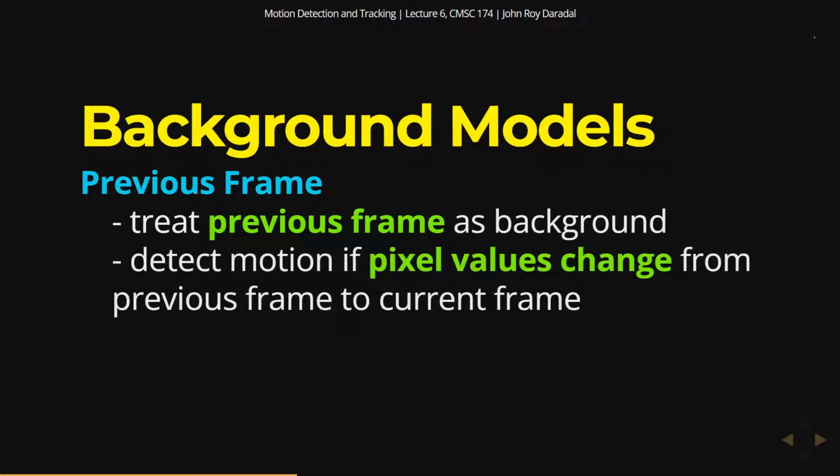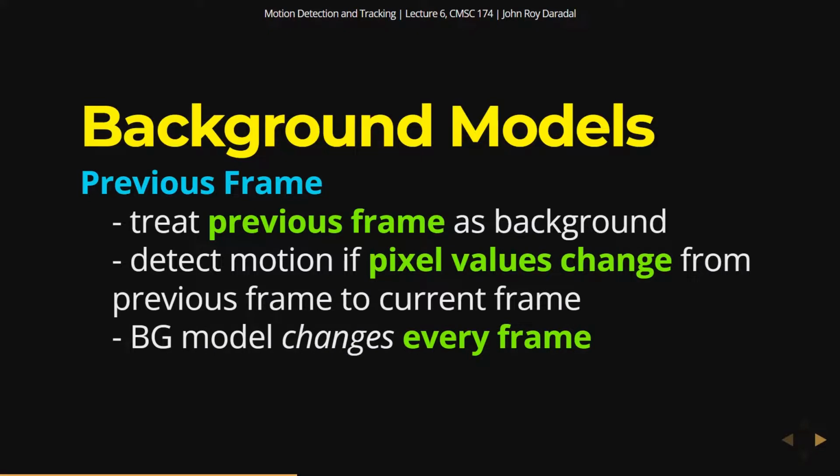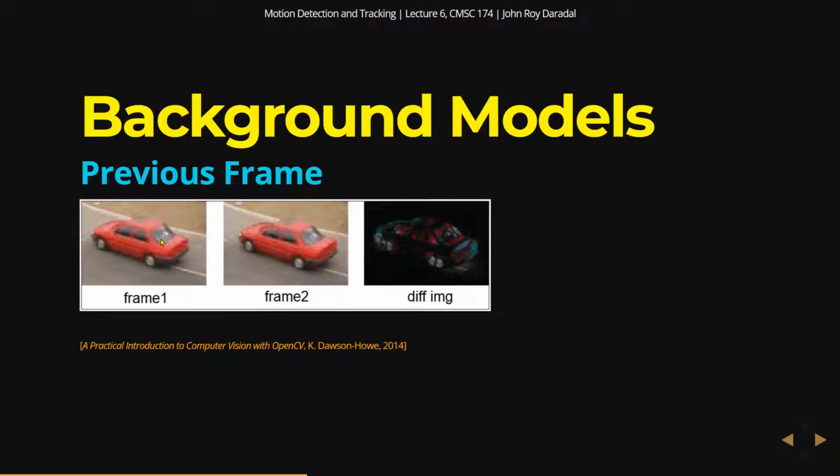Okay, now this one naman is going all the way to the opposite extreme, right? The static background is never changing. This previous frame model is always changing, because in the next frame you're using the current frame as the background, and in the next frame you're using the previous frame again. So it's always updating. You detect motion if the pixel values change from previous to current frame. So the background model changes in every frame. Yeah, it could be something like this.